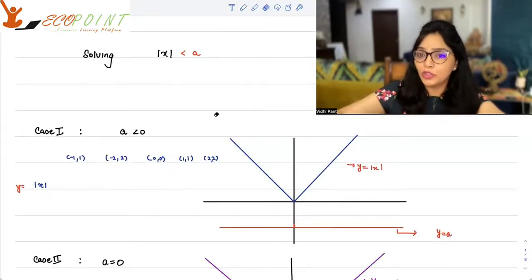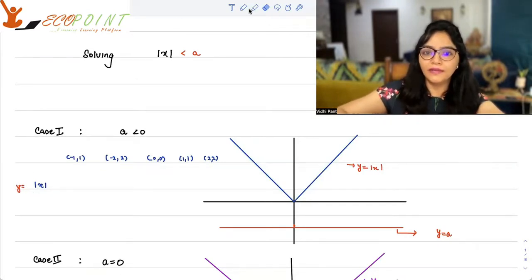We have two concerned graphs here, graph of y equals to mod x and the graph of y equals to a. We are taking a case where a is a negative number. A is a negative number, so it's going to be below the x-axis, right? Somewhere below the x-axis, this is what a is, and this entire line is y equals to a, okay?